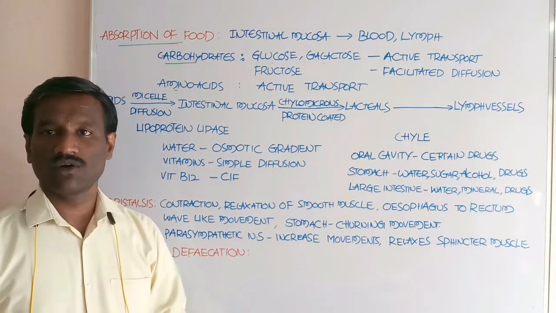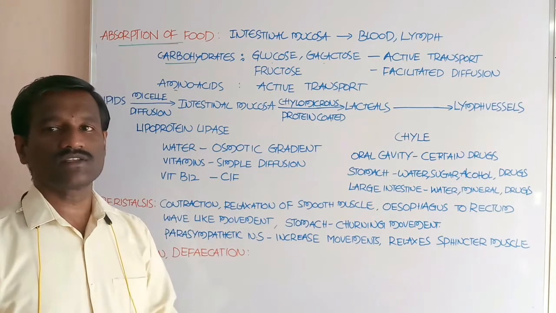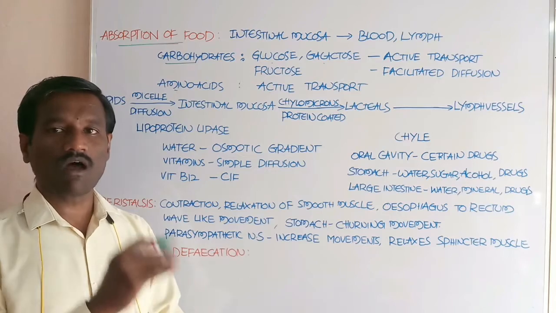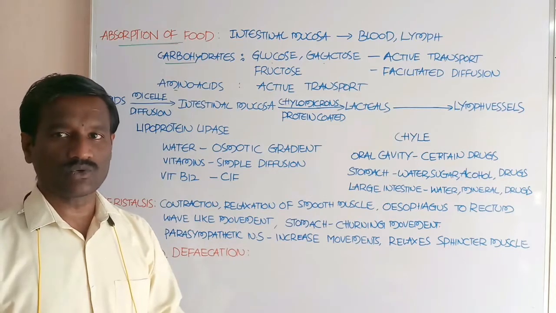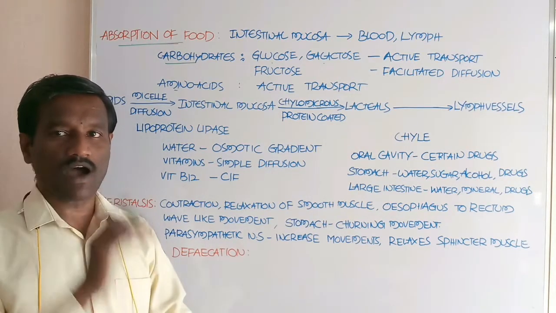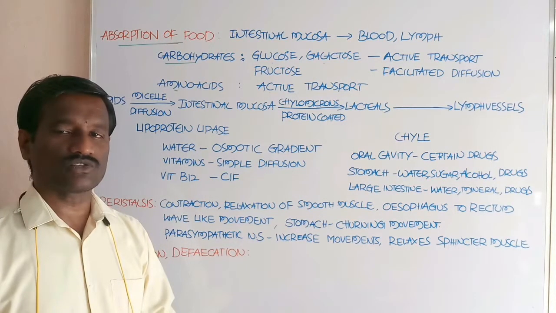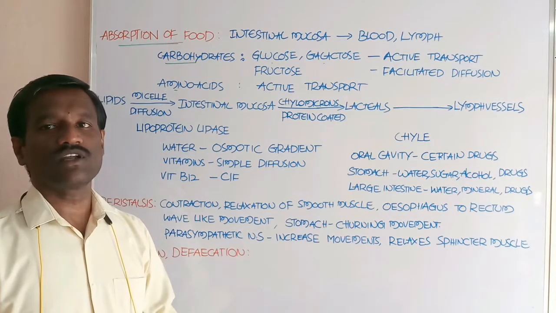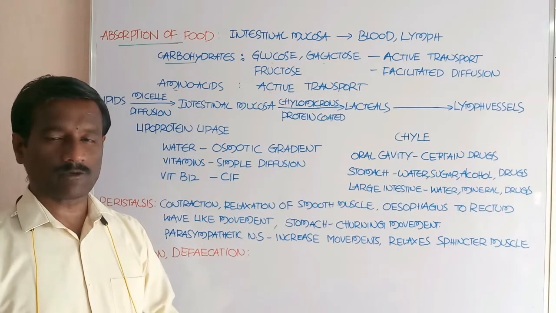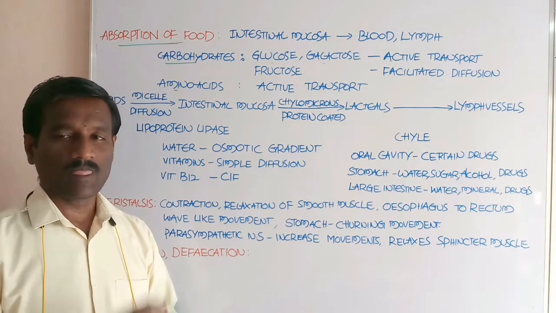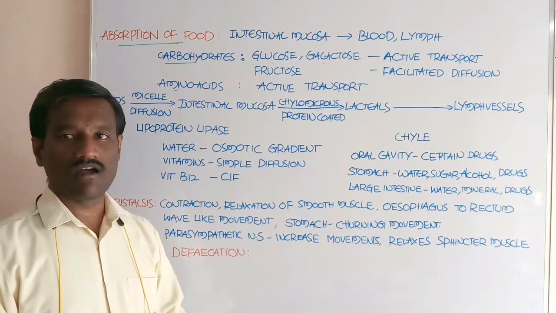Already you know about the food particles. Food particles are carbohydrates, proteins and lipids. Carbohydrates, after digestion, change into simple molecules called glucose, fructose and galactose. Proteins, after digestion, change into amino acids. Finally, lipids are converted into fatty acids and glycerol.